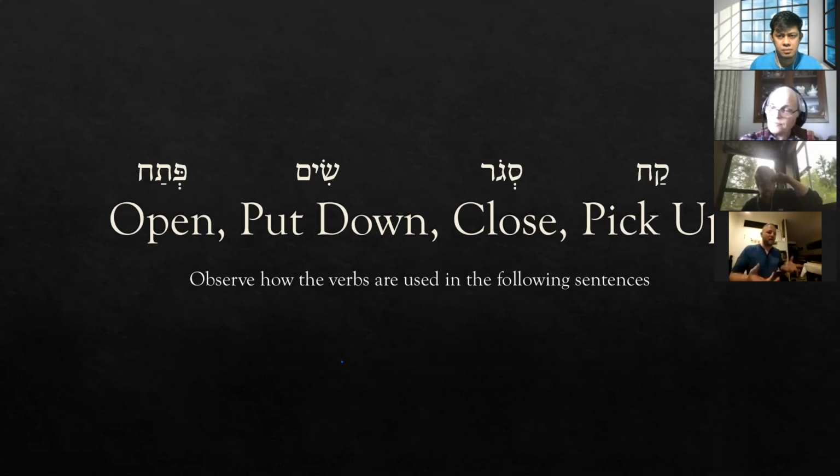This is lakach. Lakach means he took. Kach means take. So kach et sefer. Kach et sefer me hashulchan. From the table. Okay, it's take the book from the table. Kach et sefer me hashulchan. Ani lokeach, I take, ani lokeach et ha'et me hashulchan. Vani sam et ha'et al hashulchan. So, ptach, sim, sgor, v'kach.